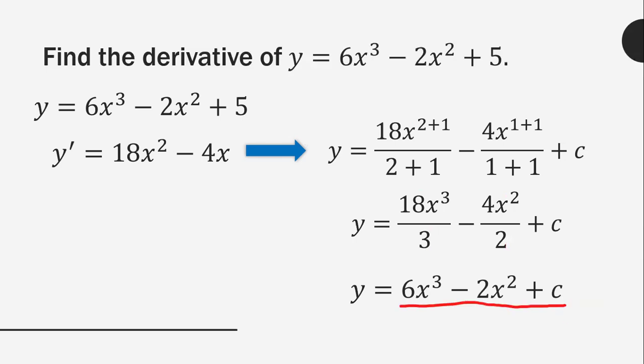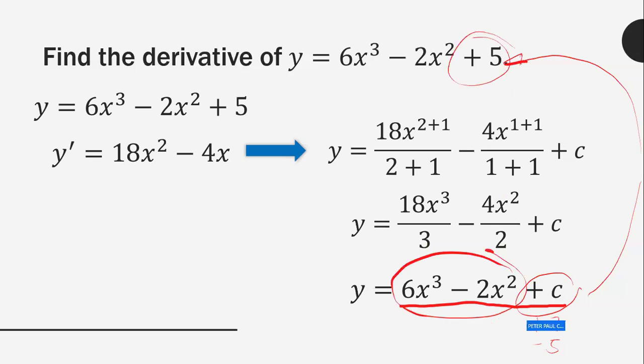Observe this one. Yes, we know that the original constant is 5. But any value we could replace with c, because this c could be any constant. It could be positive 7. It could be negative 5. It could be positive 5, just like in our given. But this is a family of different answers. So look at this one.